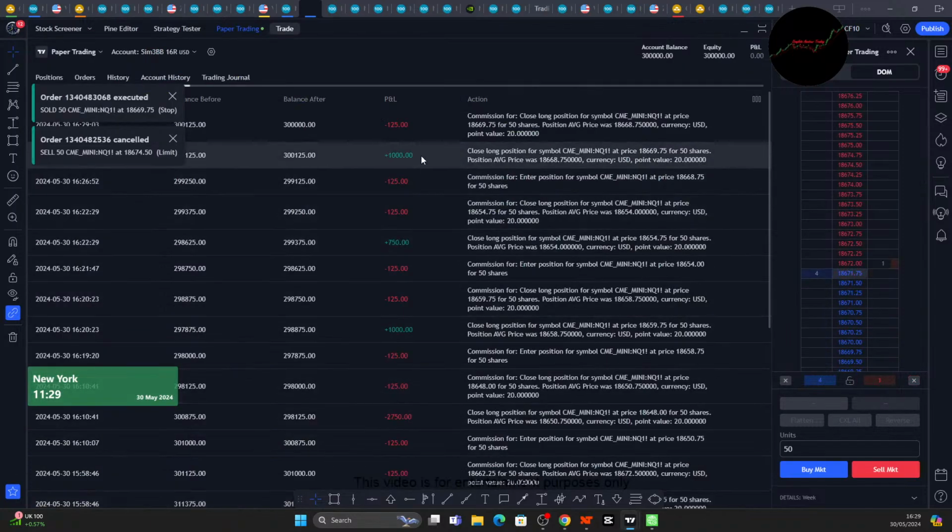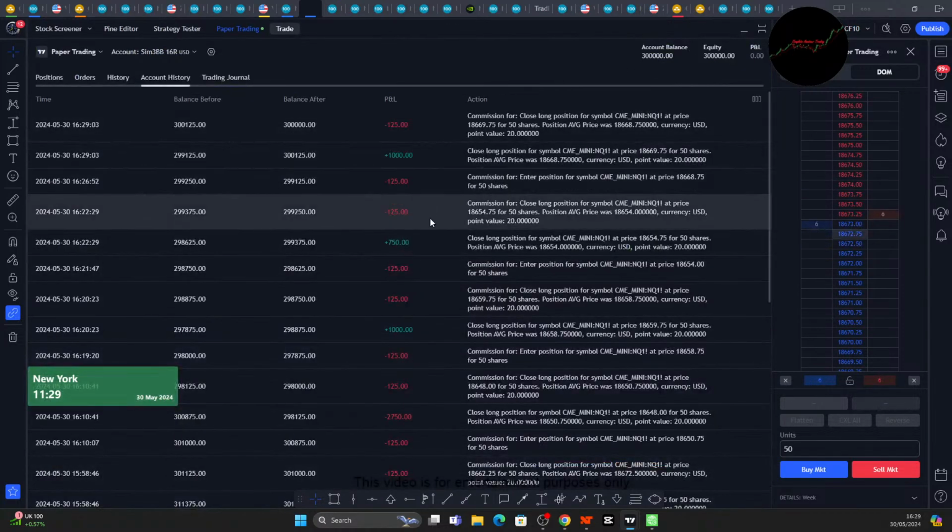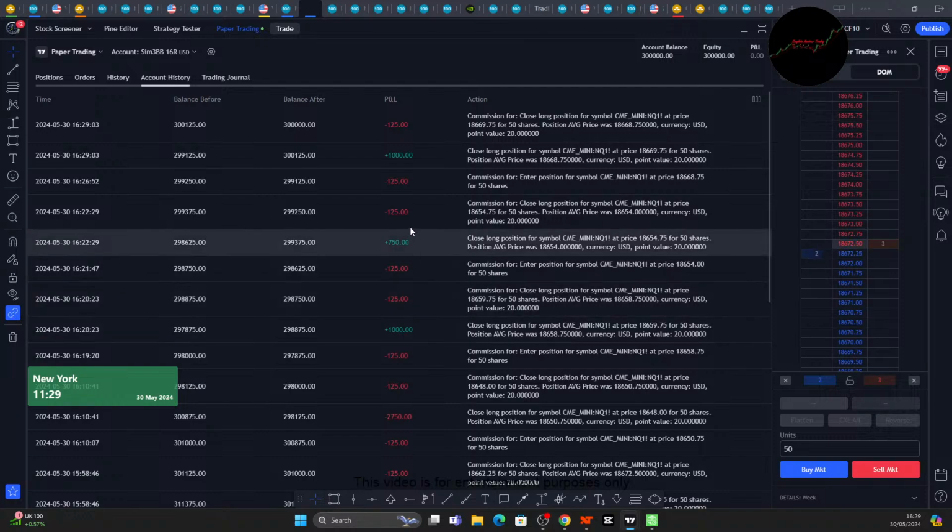Okay, another break even trade. See, it would have hit target. So these break evens are a bit of a nightmare at the moment. A bit of a nightmare. We're flat on the day after a series of break evens. 1, 2, 3.